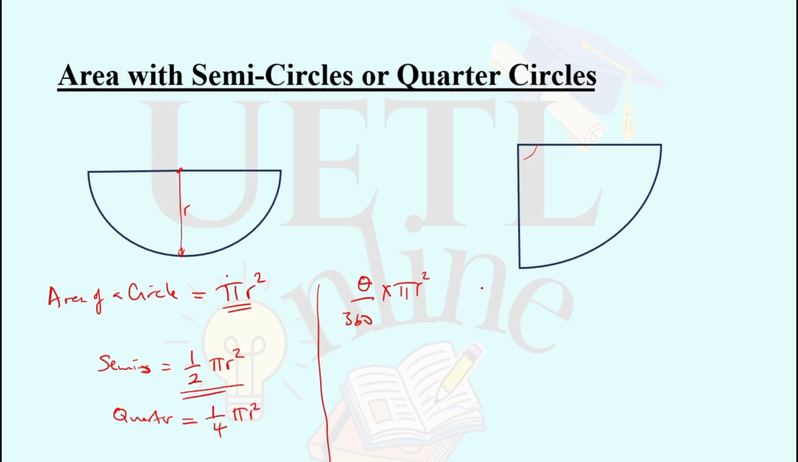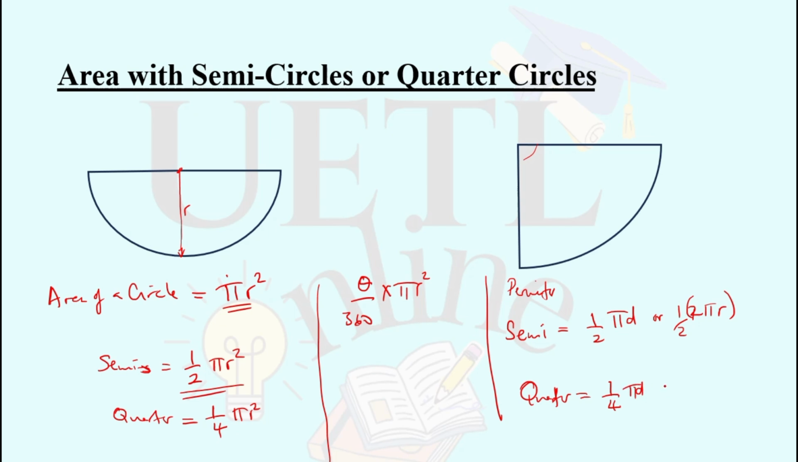If it is the perimeter of a semicircle, we are just going to say half pi d, or half 2 pi r. This is what we do to find the same. If it's a quarter, we just say 1 over 4 pi d, or 1 over 4 2 pi r. This is what you do if you want to find the perimeter of a semicircle or a quarter circle.